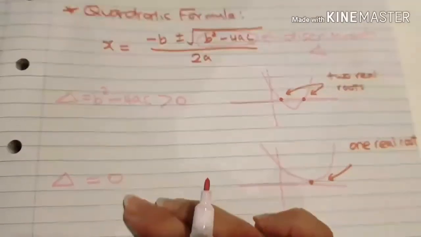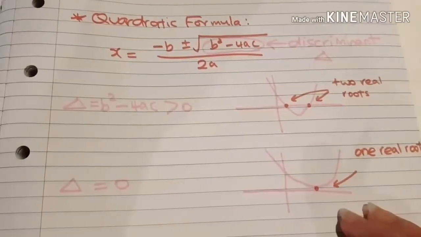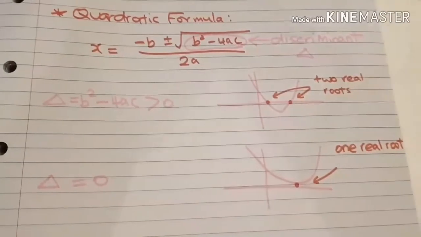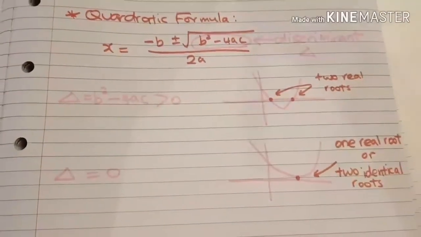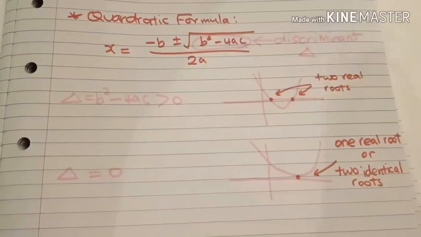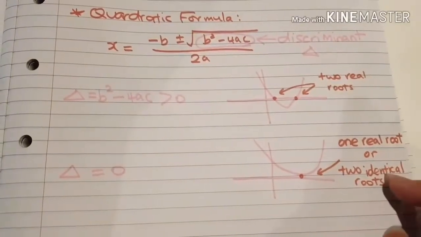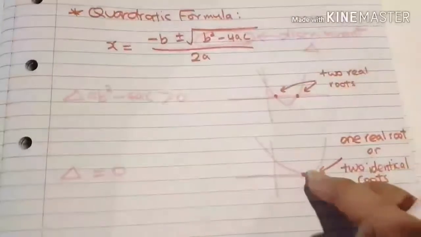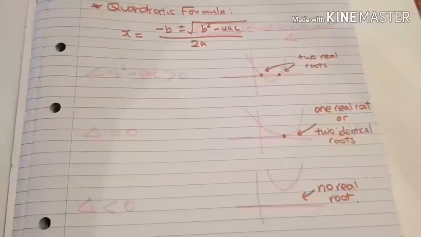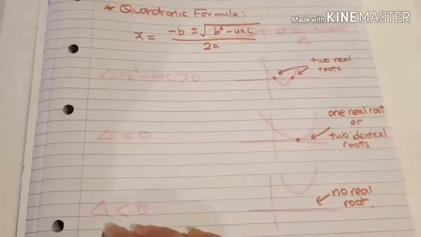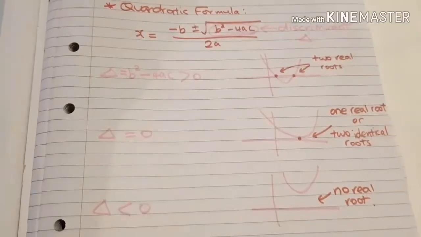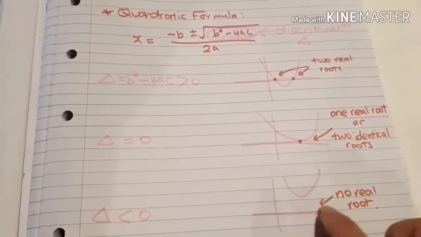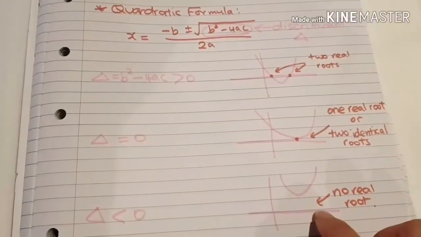When the discriminant was equal to 0, we knew that it's touching once, having one real root. Another way to say it, we have two identical roots. Identical roots means two roots are equal, having one root. When the discriminant is less than 0, if it's a negative value, we have no real roots. It's not touching the x-axis. We do not get the values.